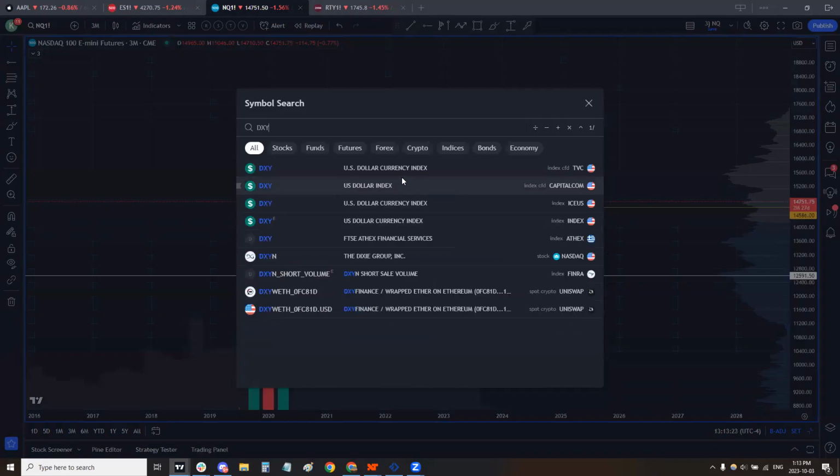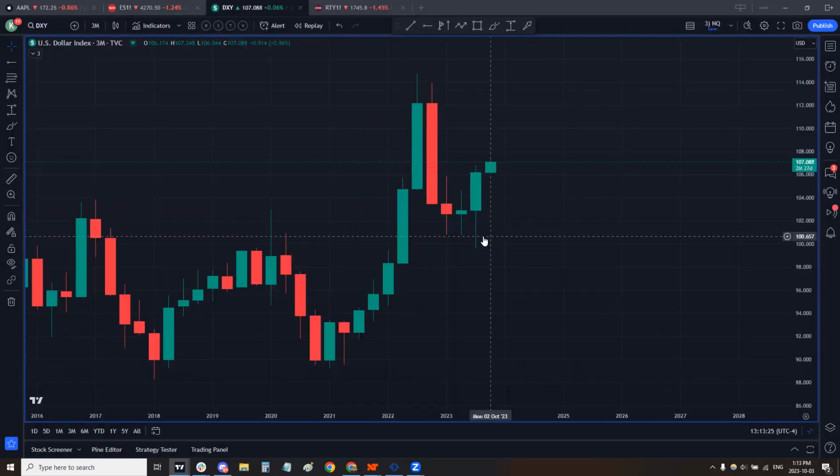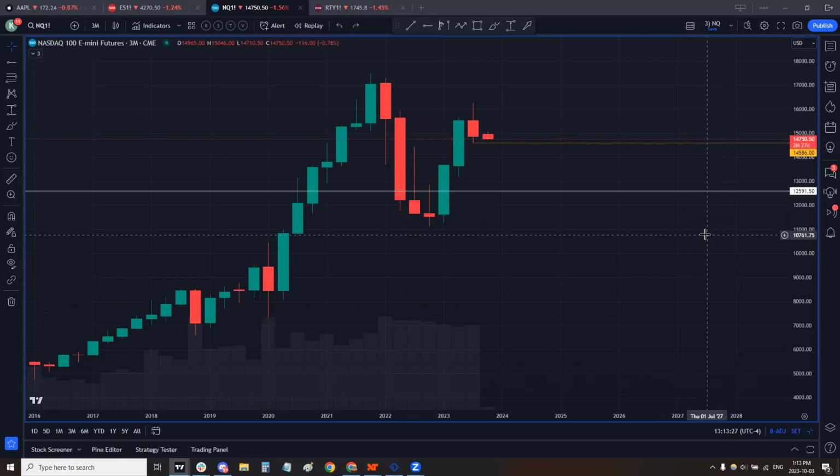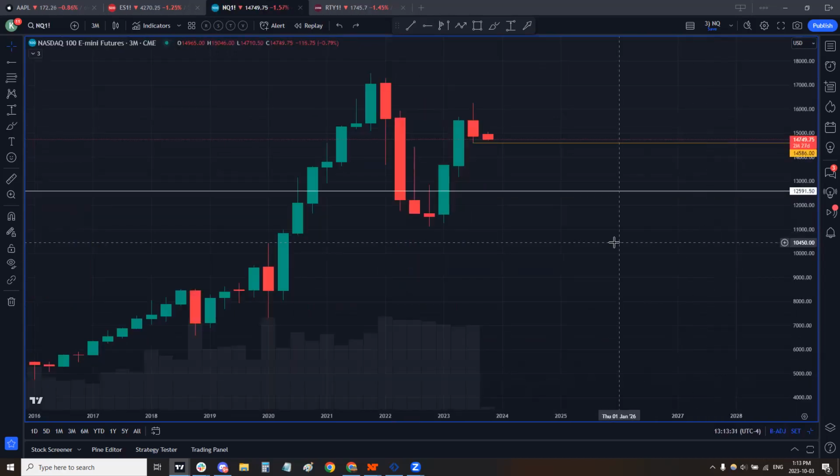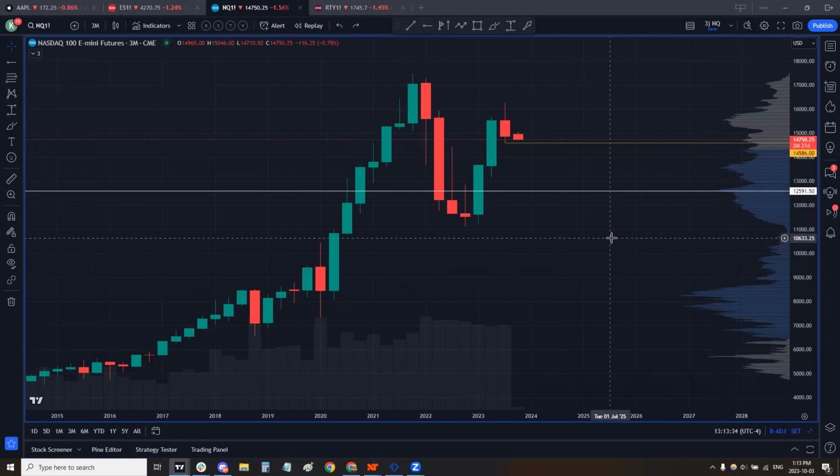And the funny thing is, what does that line up with? That lines up with the DXY. It's completely inverse, right? That's interesting. That's very cool. So we'll see. It's going to be interesting, next, late, end of the year too.